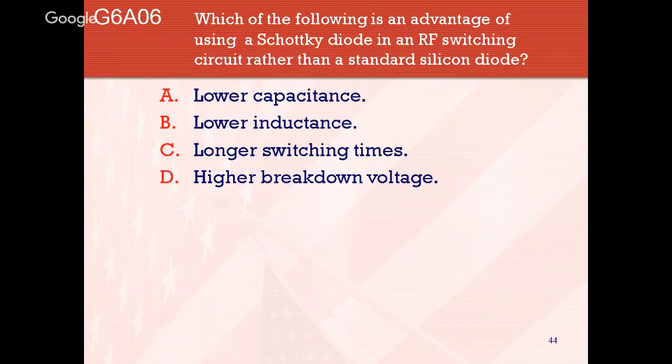Which of the following is an advantage of using a Schottky diode in an RF switching circuit rather than a standard silicon diode? Think about that Schottky diode a little bit more in terms of capacitance, because it has a lower capacitance than a standard silicon diode as far as being in an RF switching circuit. So it's going to be least likely to affect your RF circuit than a silicon diode would.